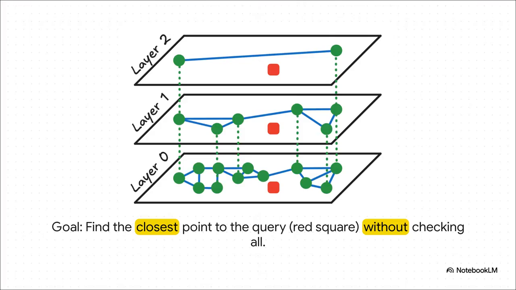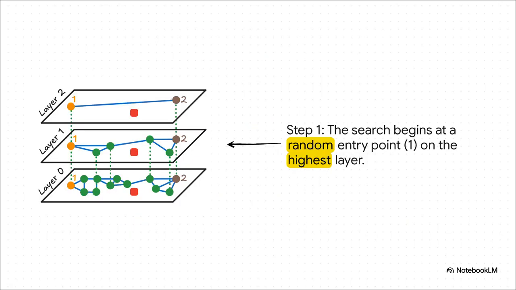Okay, here's our map. The green circles are our data points. Our mission, should we choose to accept it, is to find the one closest to our query, which is that red square. Now, the brute force way would be to measure the distance to all 12 points, but HNSW is way smarter than that. The journey starts at the very top, on layer 2, our express highway.